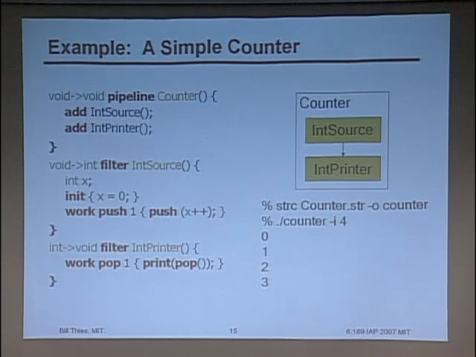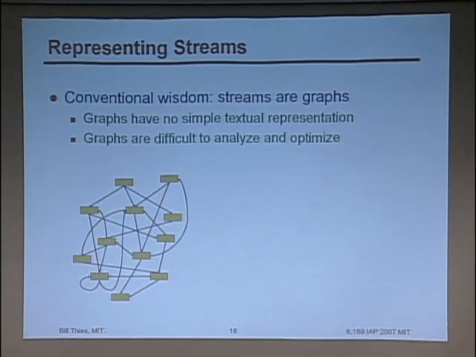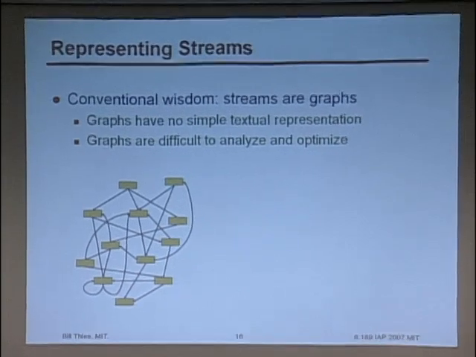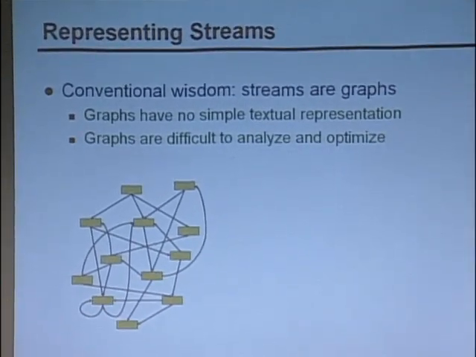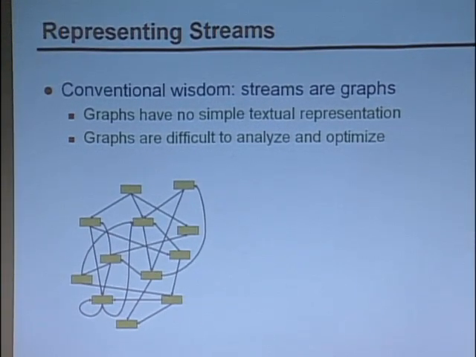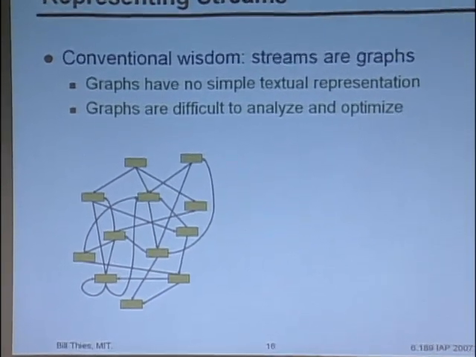OK, so let's step up a level and look at what we have in StreamIt. So the first question is, how do you represent this connectivity between different building blocks? How do you represent streams? If you look at traditional programming models, the conventional wisdom is that a stream program is a graph. You have different nodes that are communicating to each other. And graphs are actually kind of hard to analyze. They're hard to represent. They're a little bit confusing.